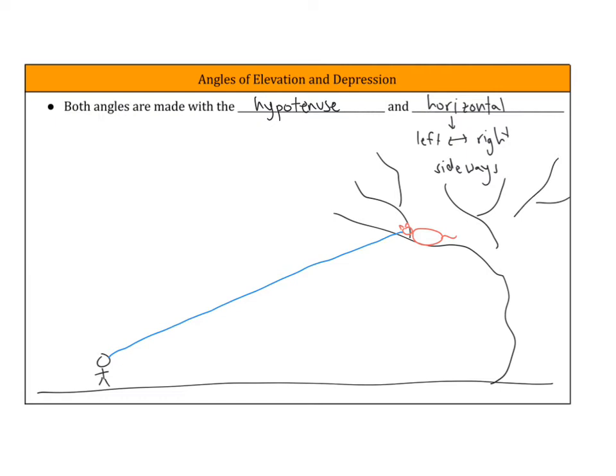Now, from this line, I can draw a vertical line. So from the cat, I can draw a line straight down and then draw the line over towards the human and connect it to make a right triangle. So now in the triangle, I have a hypotenuse. Here it is. I also have a line that is sideways or goes from left to right. This is the horizontal. And so the angle of elevation or depression that we're talking about is made with the horizontal and the hypotenuse. So the angle is actually right over here.